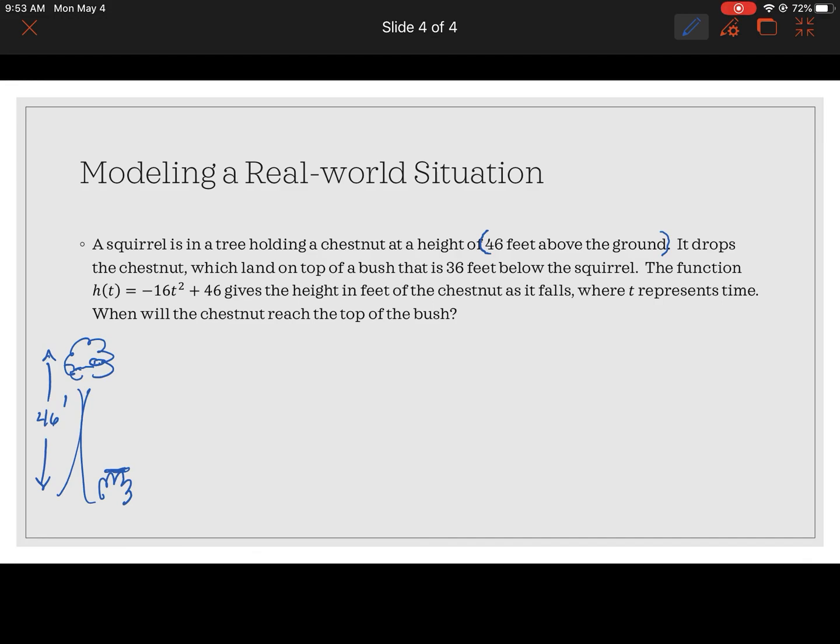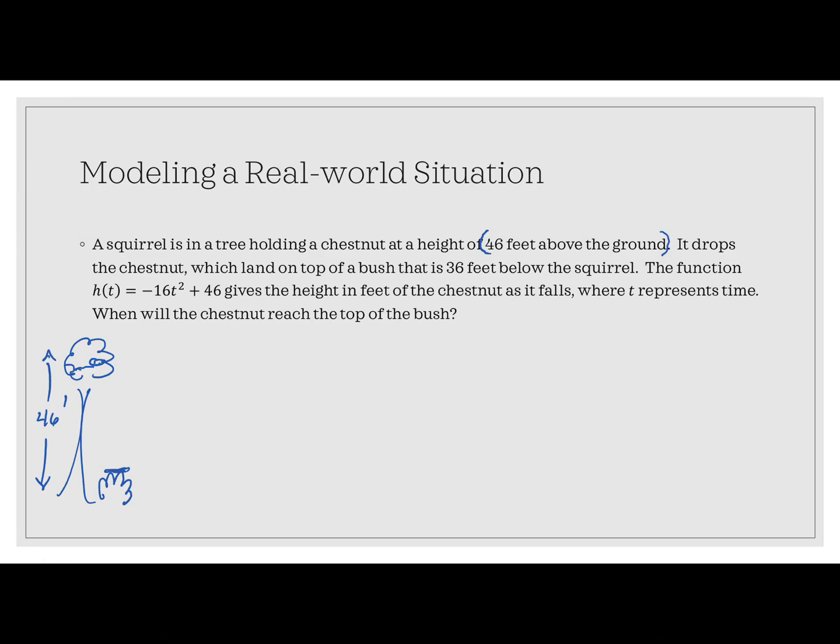All right, so if it's 36 feet below, what is that in relation to the ground? Because he's not dropping it on the ground. So if it's 36 feet below, that means this is a pretty tall bush, right? It's a 10-foot tall bush. So how do we use this for the information?